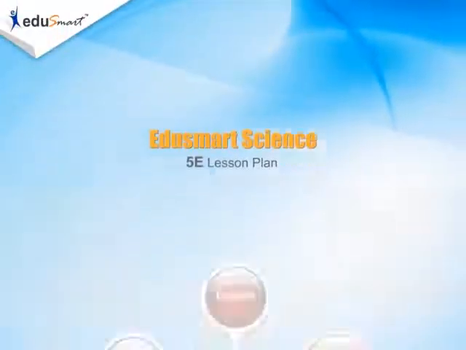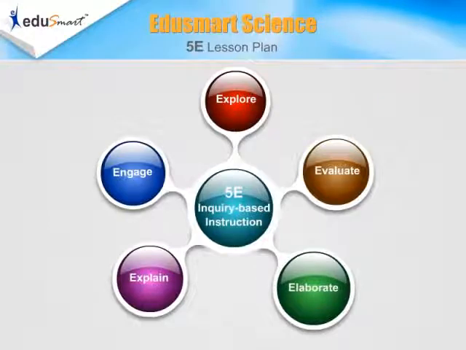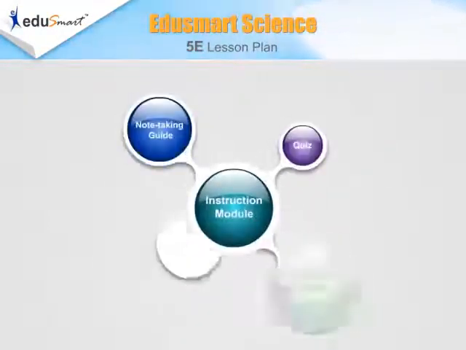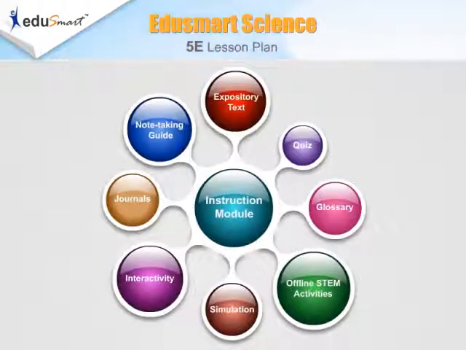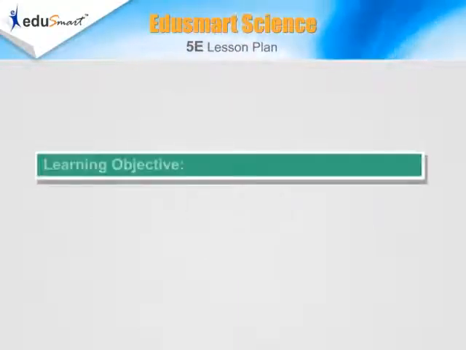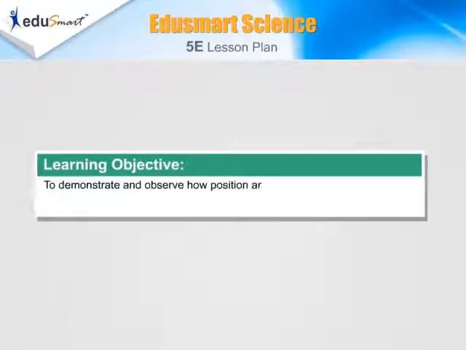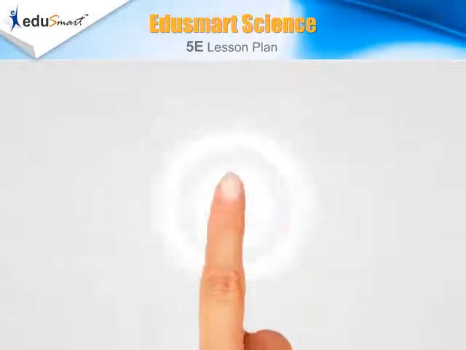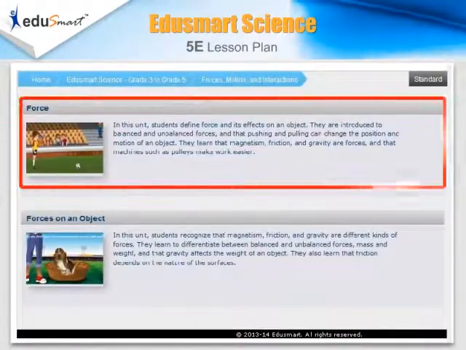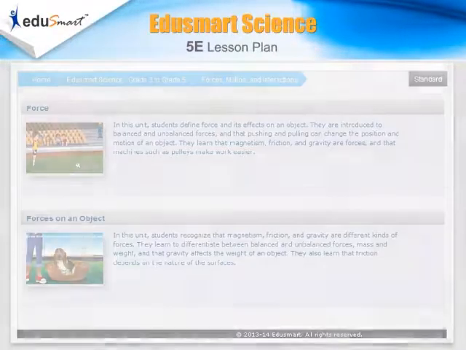Edusmart Science's flexible designs allow for effective delivery of 5E inquiry-based instruction. Each unit is composed of individual lesson components that can be used either individually or in combination to address each of the 5 E's. For this sample presentation, the selected learning objective is for students to demonstrate and observe how position and motion can be changed by pushing and pulling objects. The force unit will be used for this demonstration.